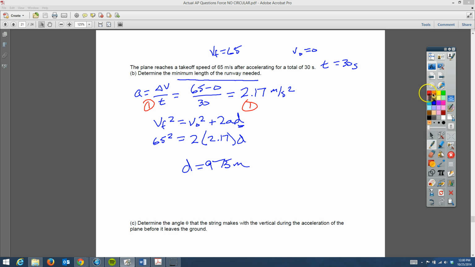So where do the rest of the points come for this 5-point problem? You get one here, you get one here, and you get one there. And that is it. The next part of the problem, they want us to determine the angle. They want us to determine the angle for that string that the string makes with the vertical during the acceleration of the plane before it leaves the ground.